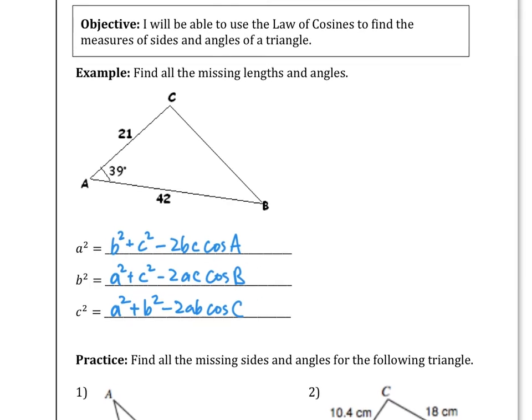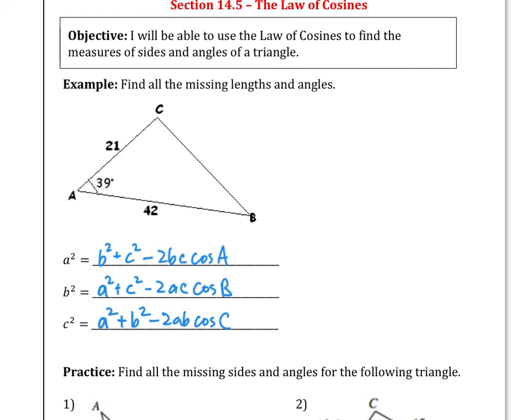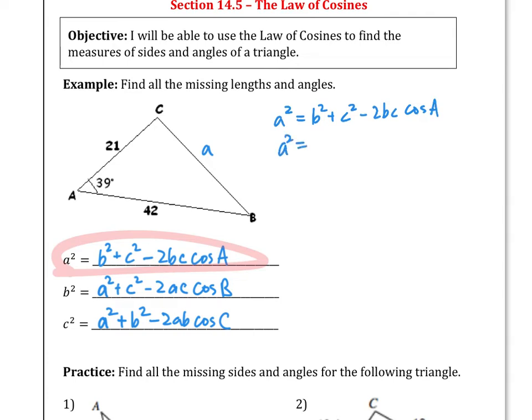All right, let's go ahead and practice finding these then. Okay, so the question says find all the missing sides. So for example, let me label these. So this side is side A. So let's say we're going to try to find side A first. So we're going to use this formula because this one has side A, and that's the one we're looking for. So we're going to say this is a squared equals b squared plus c squared minus 2bc cosine A. Okay, let's go ahead and put in everything we know. We don't know a, so we're going to write a squared.